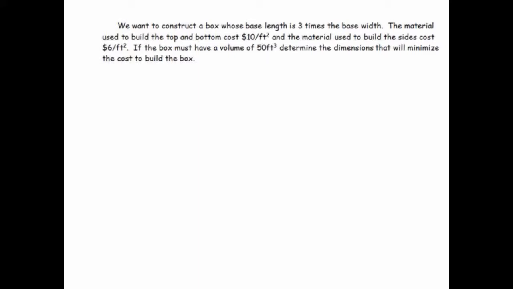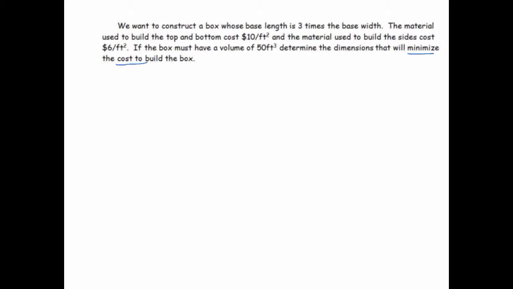We're going to look at another optimization problem, this one again involving a box, but in this case we're talking about the cost of making such a box. It says we want to construct a box whose base length is 3 times the base width. The material used to build the top and bottom costs $10 per square foot, and the material used to build the sides costs $6 per square foot.